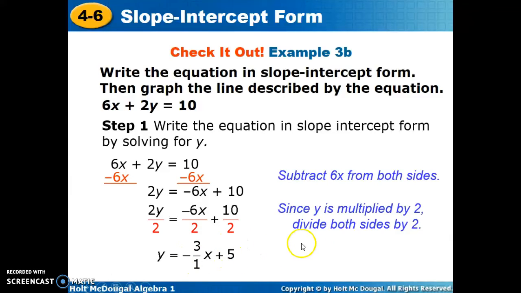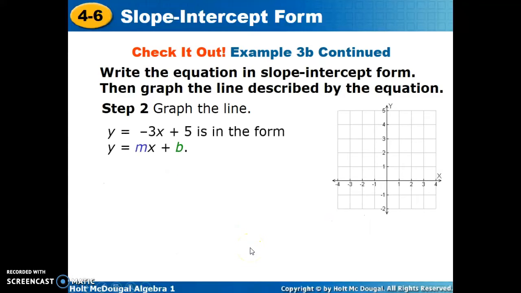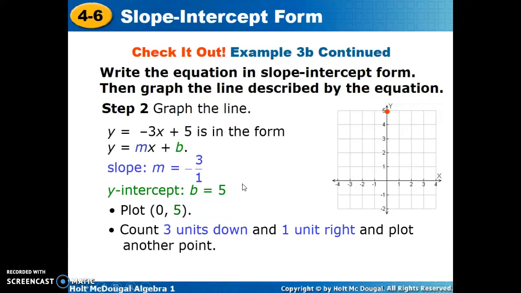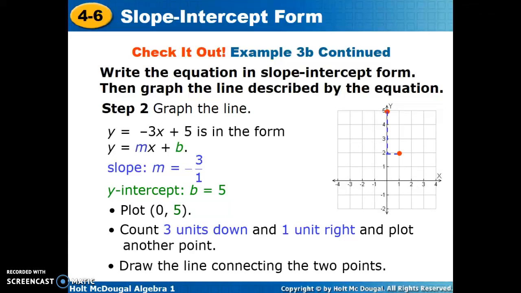We've got our y-intercept and our slope. We're going to take that to the next page and use that information. We're going to plot our y-intercept first and use our slope of negative 3 over 1. Counting down 3 and 1 over, we're going to create our new point and connect the dots. Congratulations, you're done.